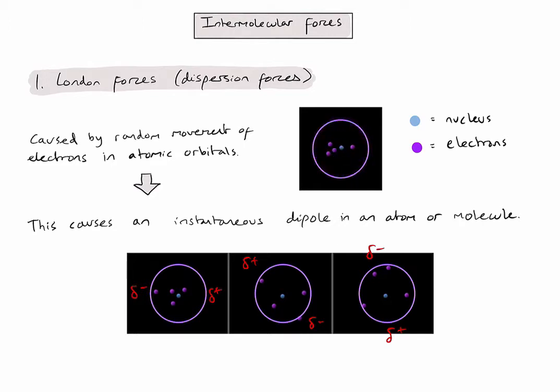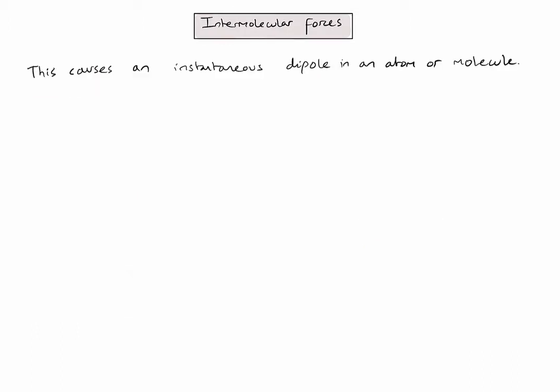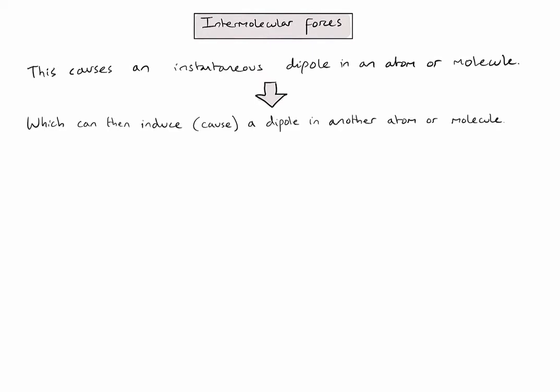Once an instantaneous dipole is formed in an atom or a molecule, that can then affect nearby atoms and molecules in a similar manner. We say that an instantaneous dipole can induce or cause a dipole in a nearby atom or molecule. In this example, let's continue focusing on atoms. Here is the atom we saw previously, and in this case, the electron density is more to the left side of the atom, hence the partially negative side on the left.